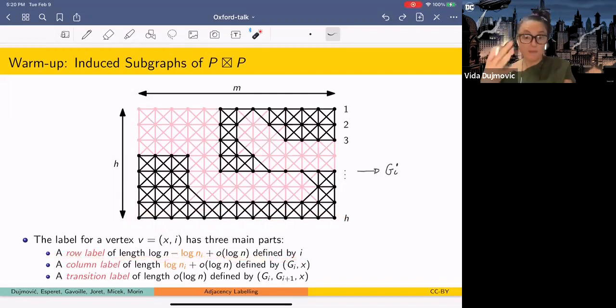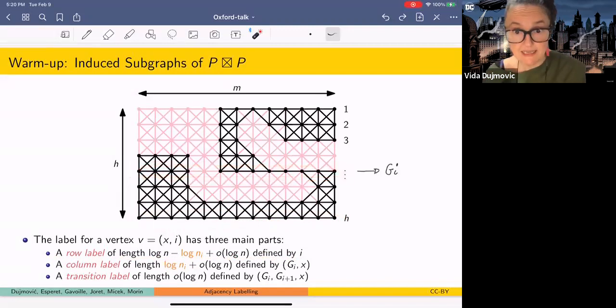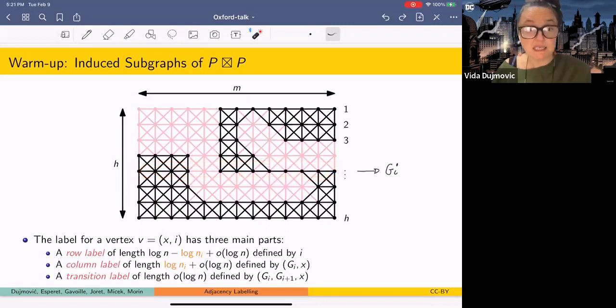So that means if I manage to do that, for each row I saved log of n_i bits, and that row has n_i vertices. And then the question is, how do you, in this particular case, this is really the graph induced by a row, it's a forest of paths.